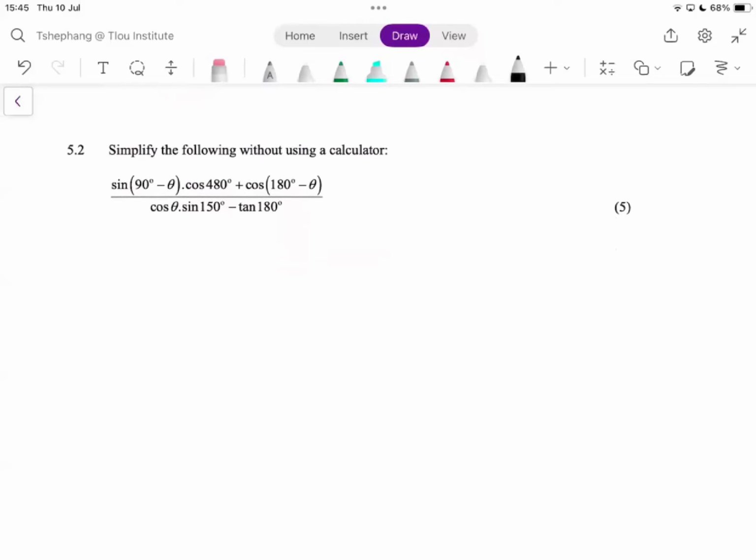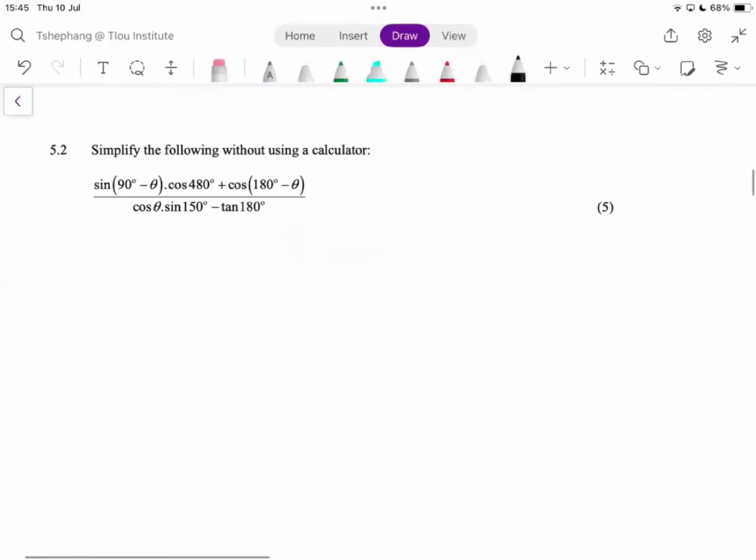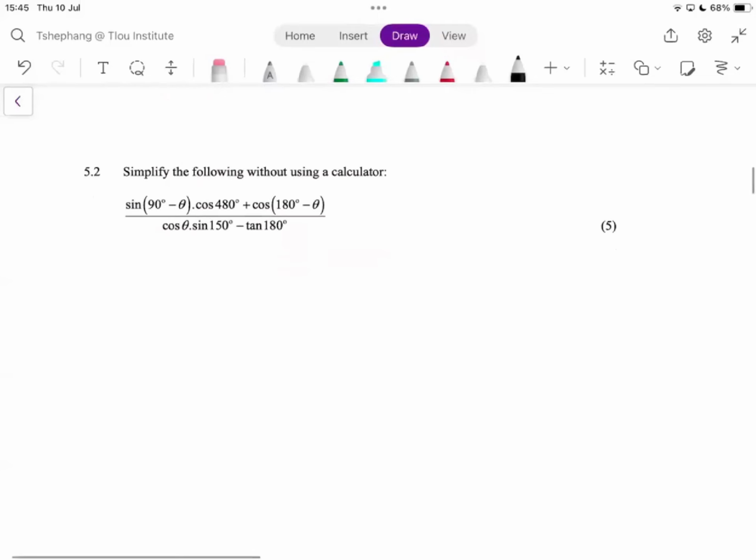Now, 5.2. What did we start with? We started with co-functions. You can immediately see that this is a co-function, right? Now, if it's a co-function, where is 90 minus? It's in the first quadrant. Because it's in the first quadrant, it has to change to cos. So it's going to be cos of theta in brackets. Okay, this is a fraction. I'm just going to write my fraction line there. Now, can you see that we are dealing with an angle that is bigger than 480?